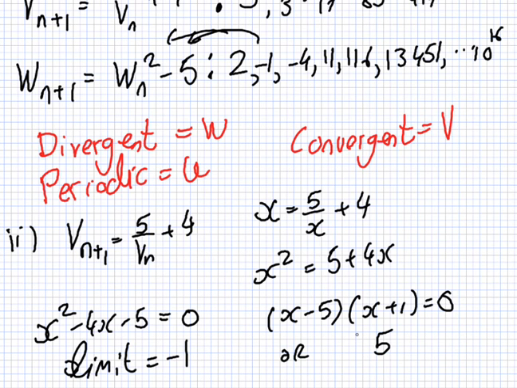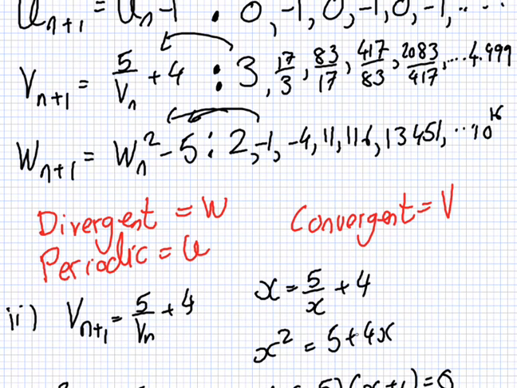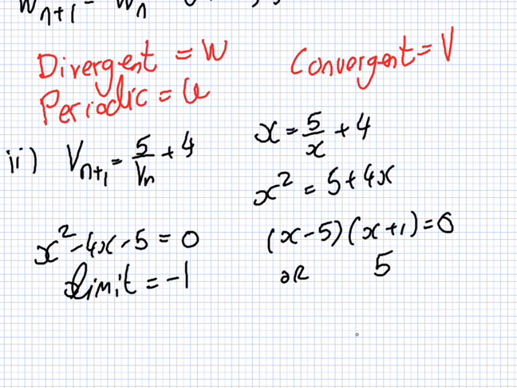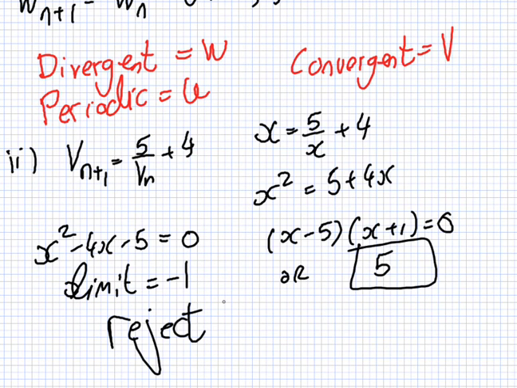Which do you think it is here? 5, because we had 4.999 as like the 10th term in the sequence. So clearly it's going to be this one and not this one. And that is B2.